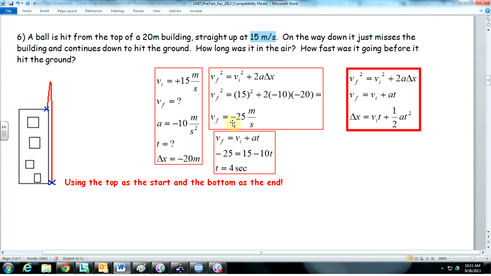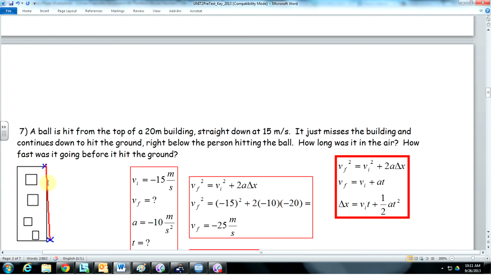Okay? Now that we have VF, we can go to VF equals VI plus AT and plug and chug and solve for t. That negative becomes very important here, because the negative 25 minus 15 gives us a negative 40, divided by the negative 10 is going to give us our 4 seconds for the total time up and down. Okay? So that's number 6.